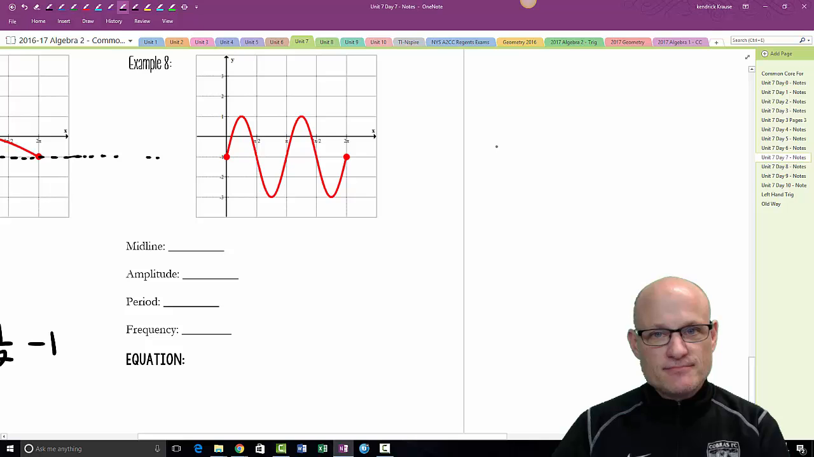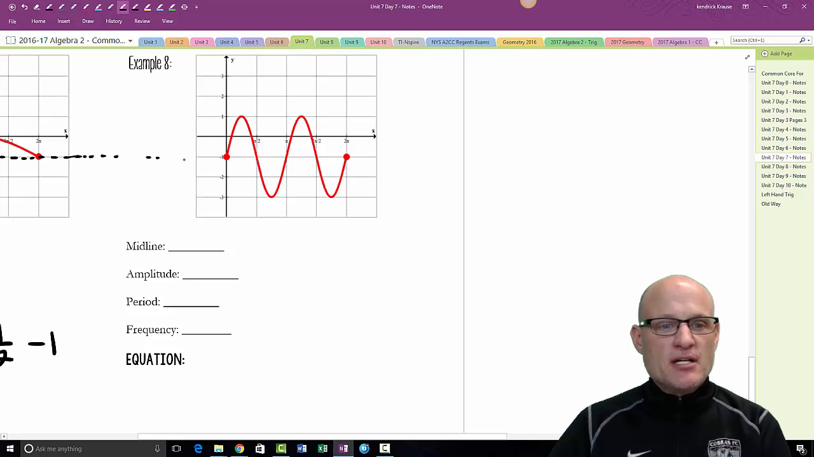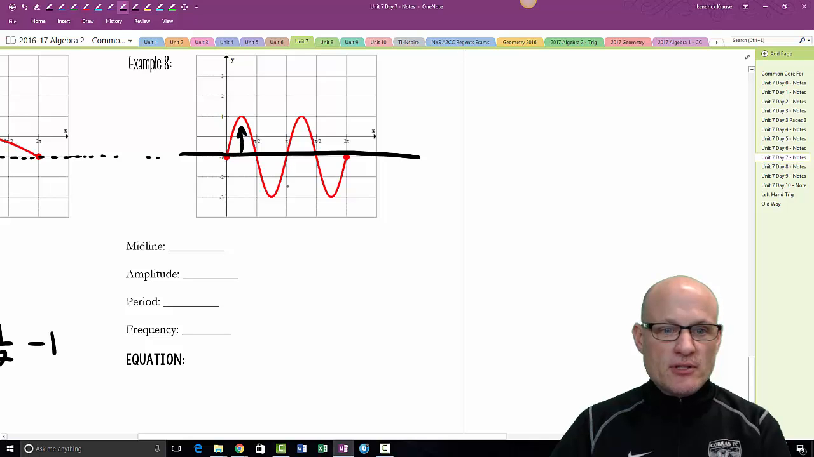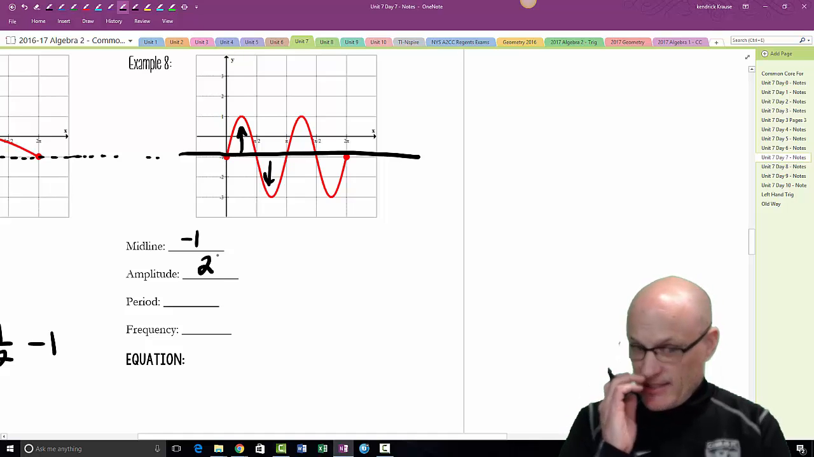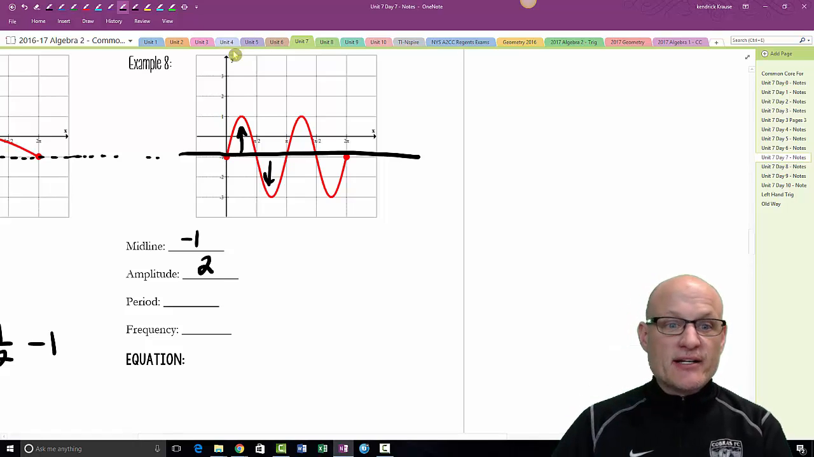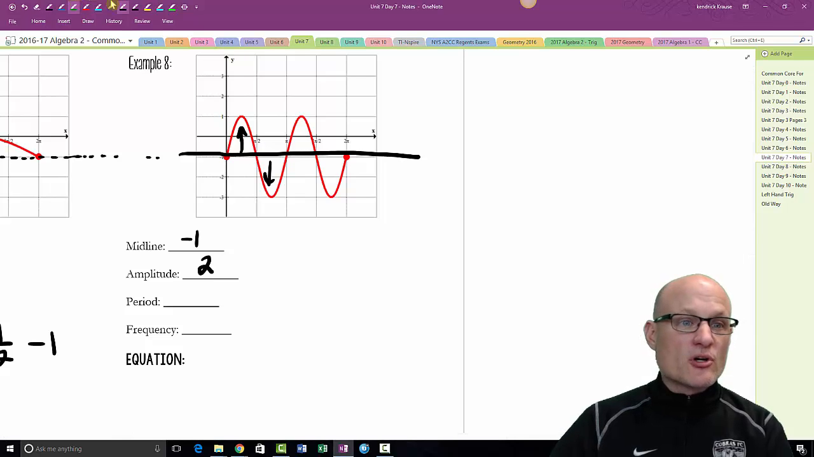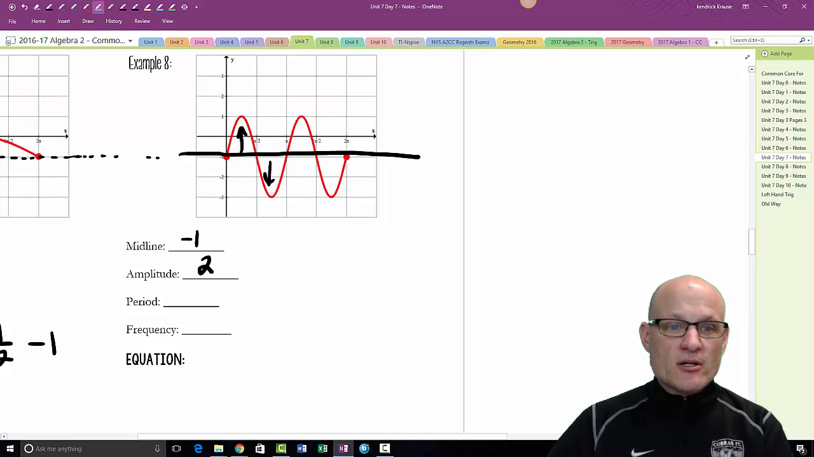Pause it. Okay, there's my midline. So I'm going up 2 and down 2. So my midline is -1. My amplitude is 2. Period. How long does it take to finish one full curve? One full curve is right here. Up, down, and back up. How long did it take? Oh, pi.